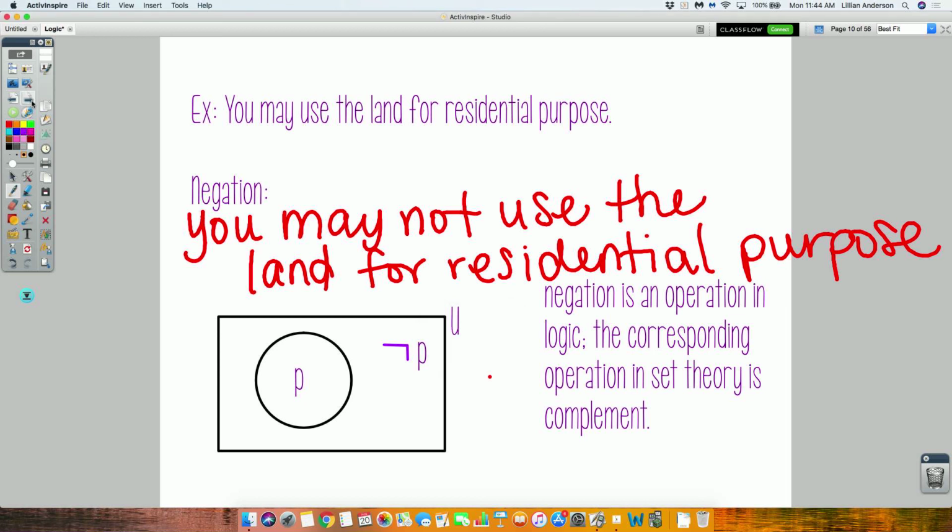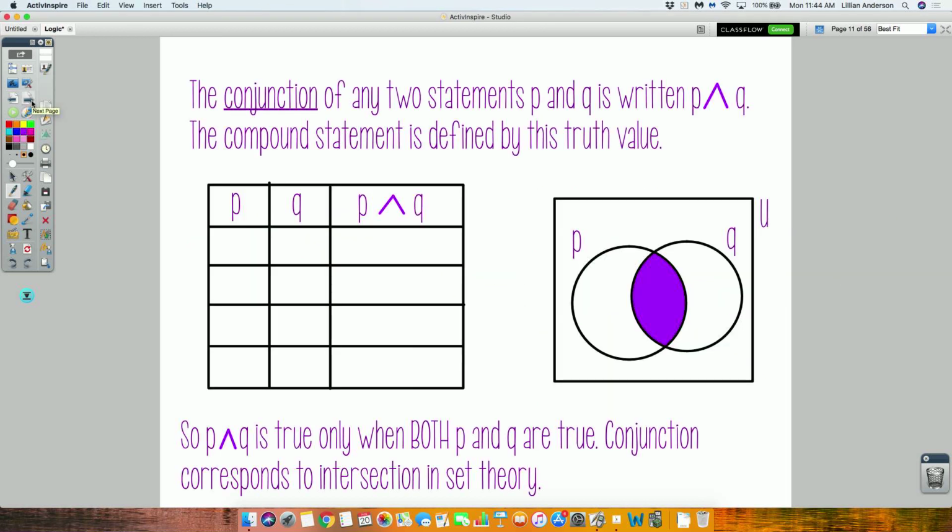The next connective is and. The conjunction of any two statements is written as P ∧ Q. That stands for P and Q. The compound statement is defined by the following truth table that we're actually going to go over, okay? Remember, that stands for and. And would technically represent the intersection when we're looking at set theory, okay?